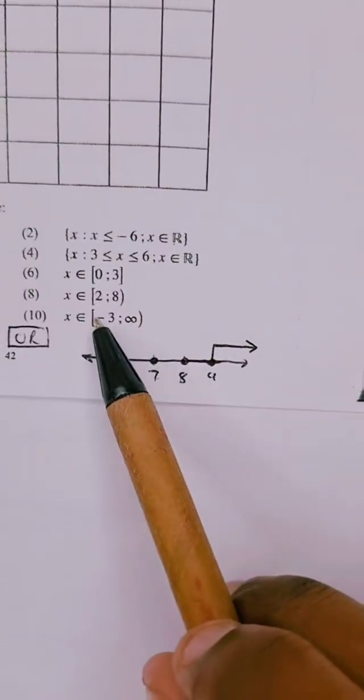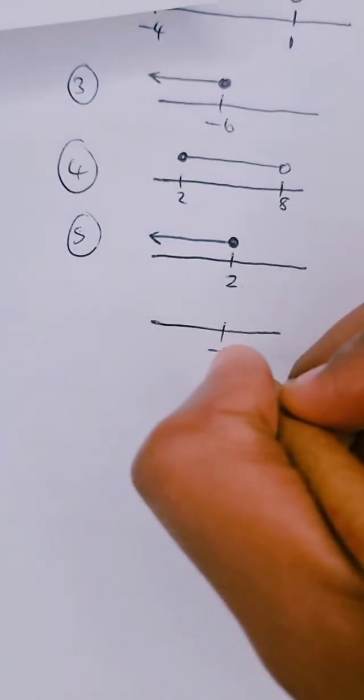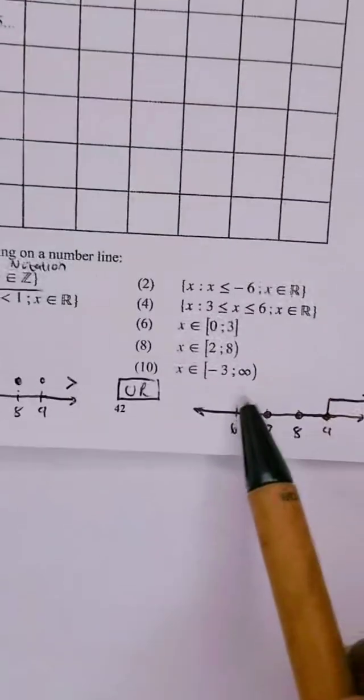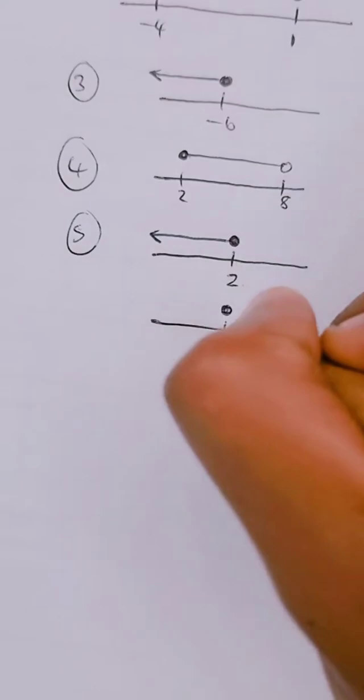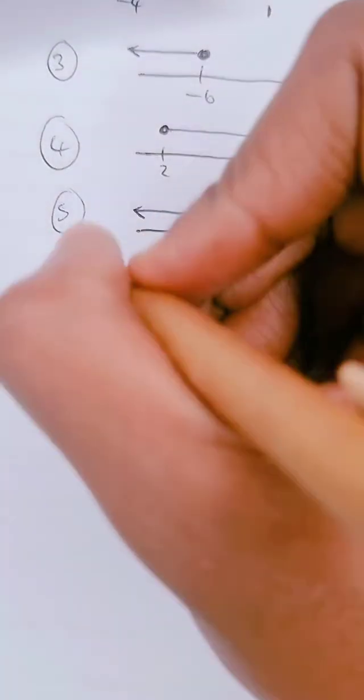If we look at this one, -3 to infinity. Okay, different story. -3 to infinity, we say -3. You can see that the -3 is included, square bracket, so we shade it, and then we draw the arrow this side. Okay.